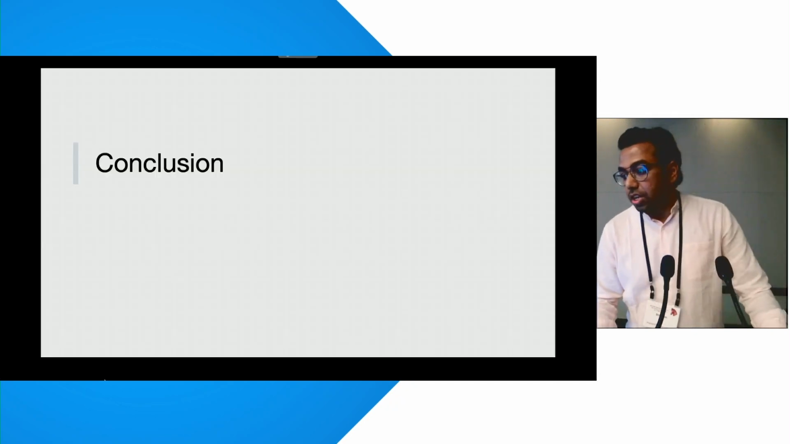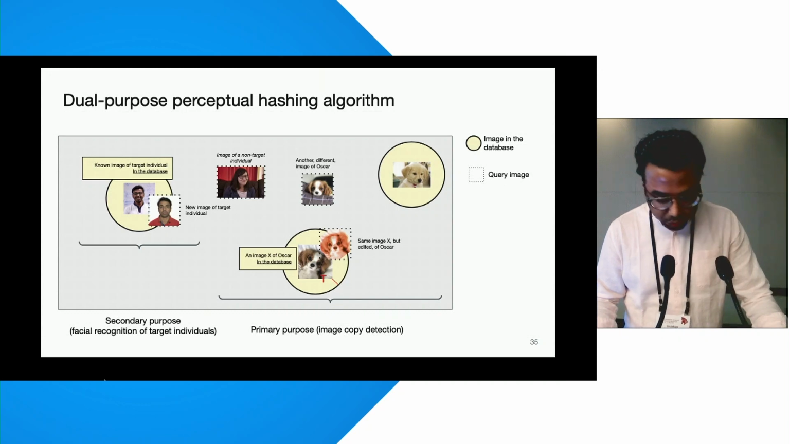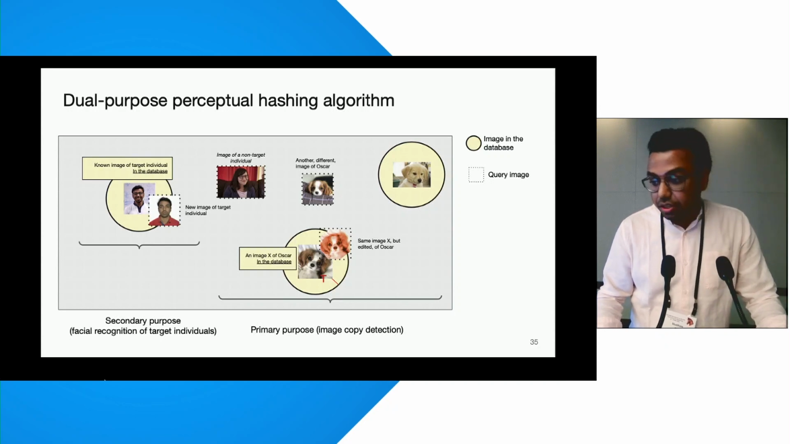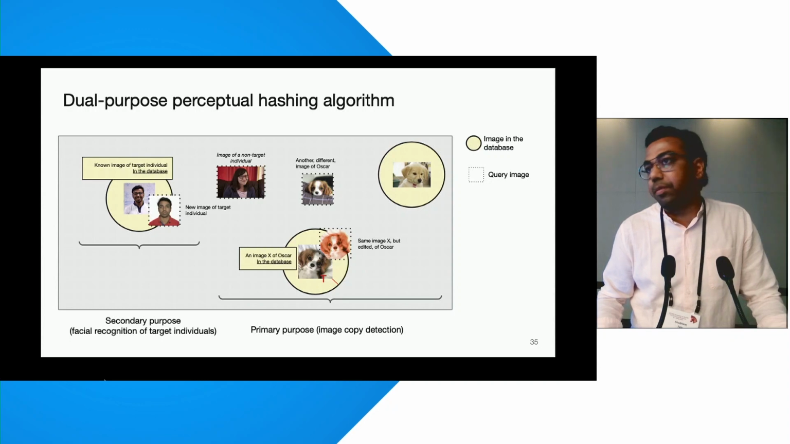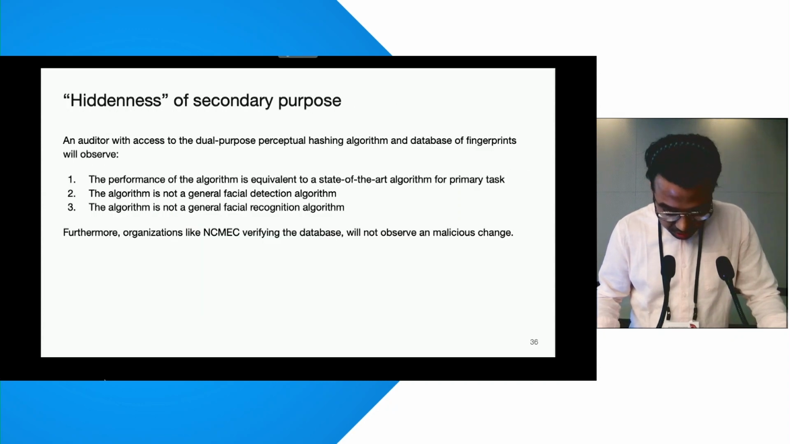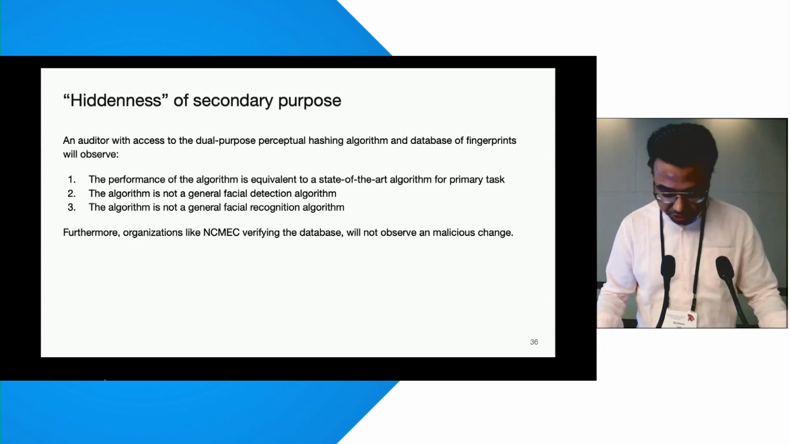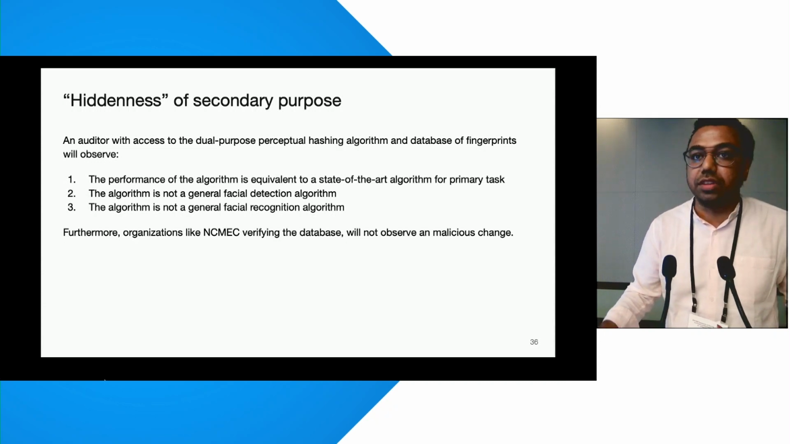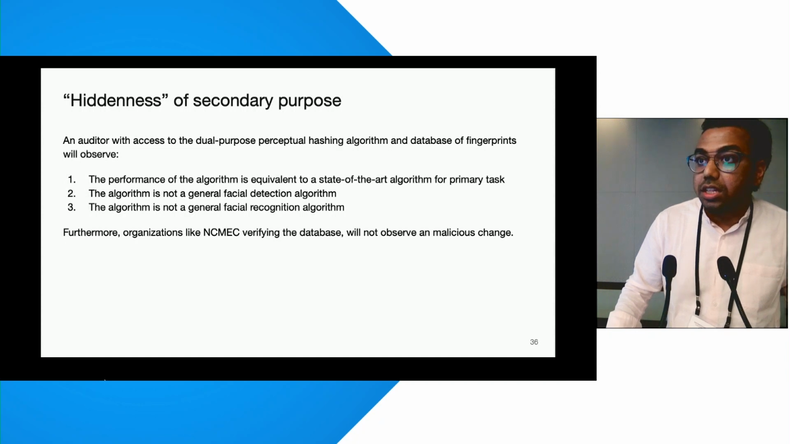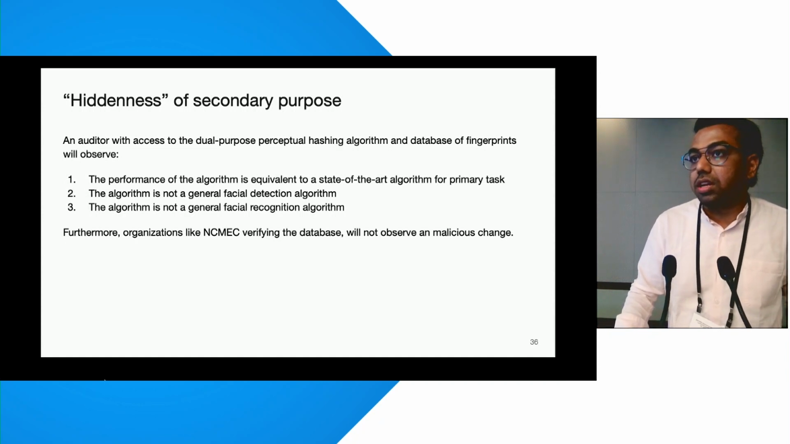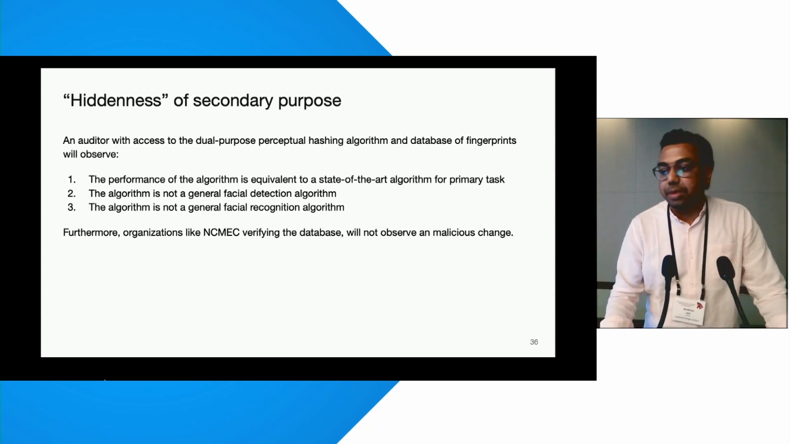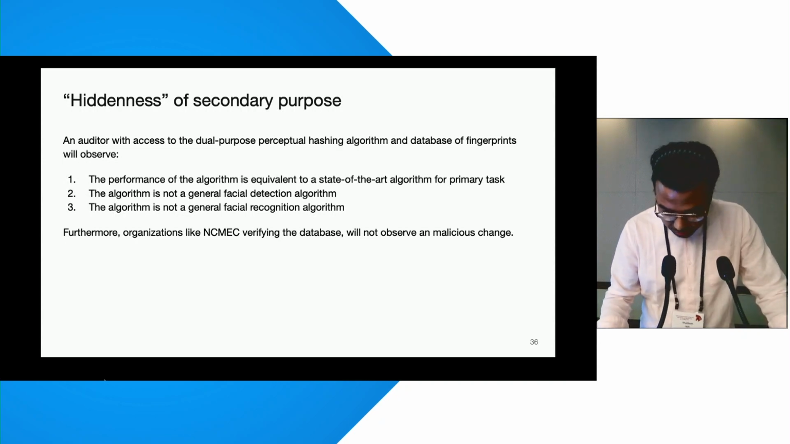Fine. To conclude this talk, what we show here is that we can build a dual-purpose perceptual hashing algorithm that does both the secondary task of facial recognition of target individuals on top of its primary purpose of image copy detection. We show that an auditor who has access to this perceptual hashing algorithm and database of fingerprints will observe that the performance of the algorithm is equivalent to any state-of-the-art perceptual hashing algorithm on the primary task. They will observe that this is not a facial recognition algorithm, and they will also observe that this is not a general facial detection algorithm. Furthermore, organizations like NCMEC, who will be auditing the database, will not observe any malicious change in the database, malicious additions.